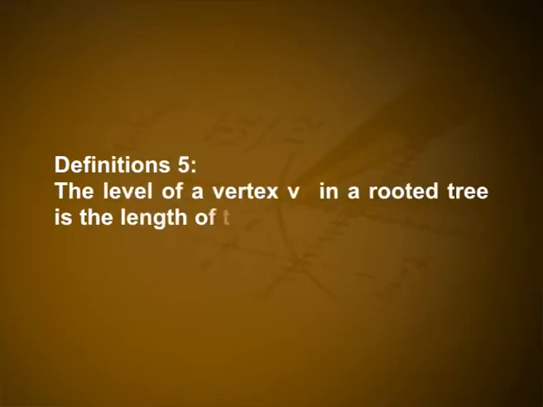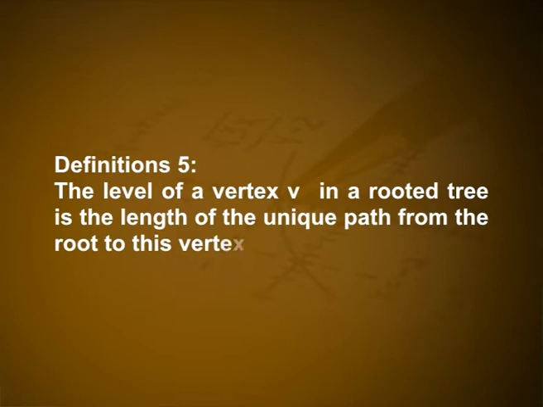Now, moving on to definition 5. The level of a vertex v in a rooted tree is the length of the unique path from the root to this vertex. The level of the root is defined to be 0. The height of the rooted tree is the maximum of the levels of the vertices, that is, it is the length of the longest path from the root to any vertex.